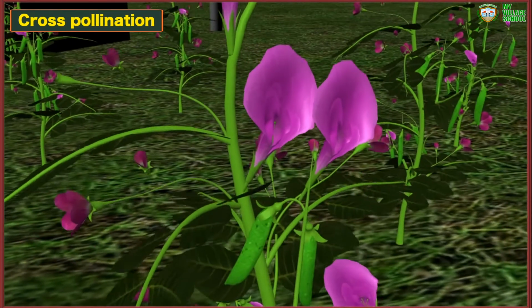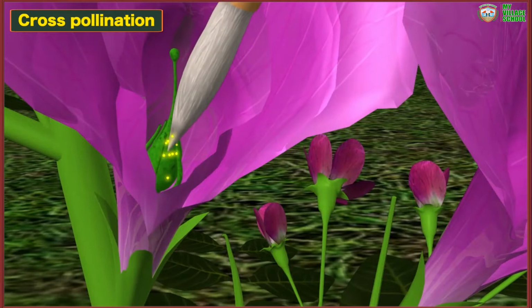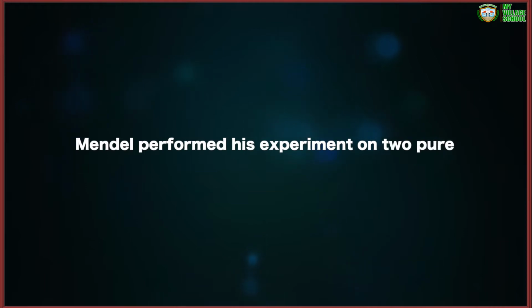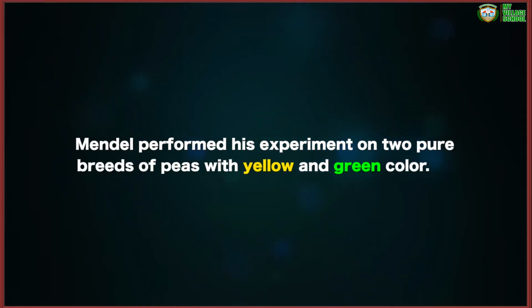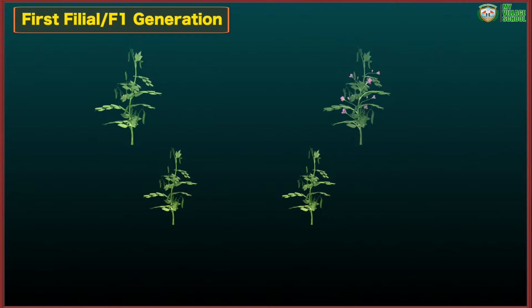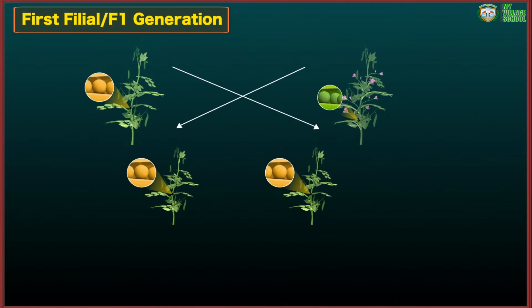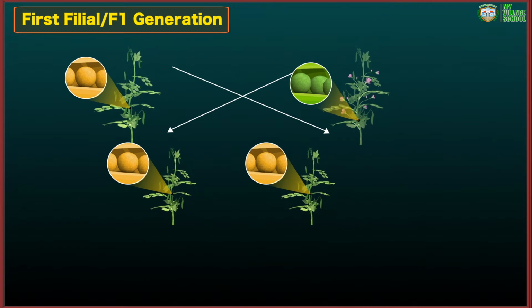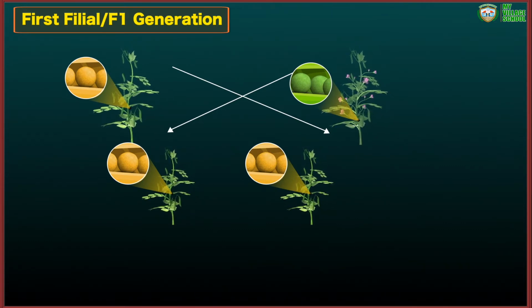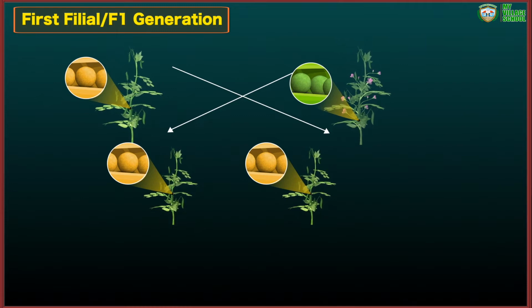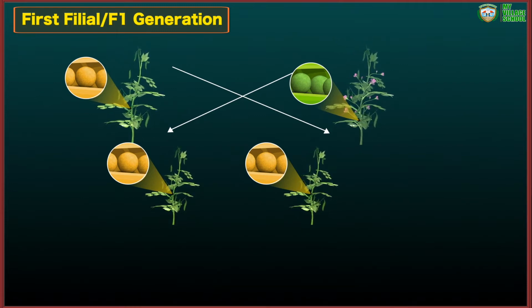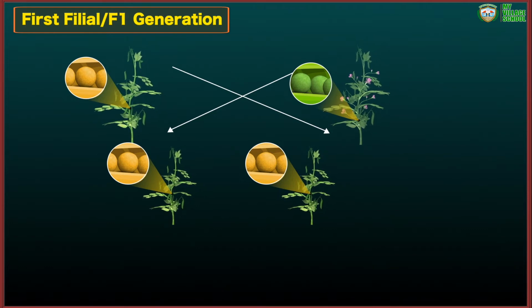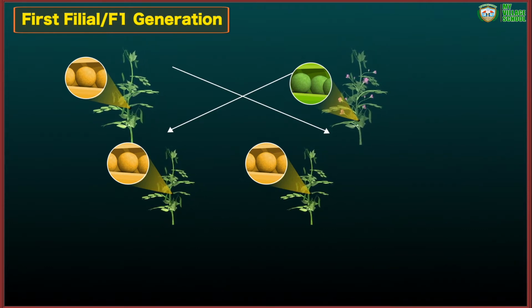He cross-pollinated a pure breed of yellow seed-bearing plant and green seed-bearing plant. Mendel performed his experiment on 2 pure breeds of peas with yellow and green color. First filial F1 generation. Mendel performed cross-pollination between pure breed of yellow and green peas. After pollination, the plants formed are referred to as first filial F1 generation or progeny of the first generation parents. Filial means progeny. All the pea seeds formed in F1 generation are yellow.